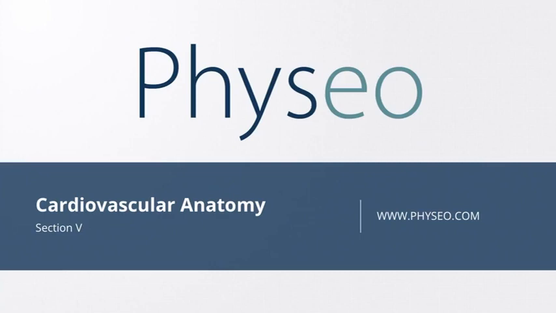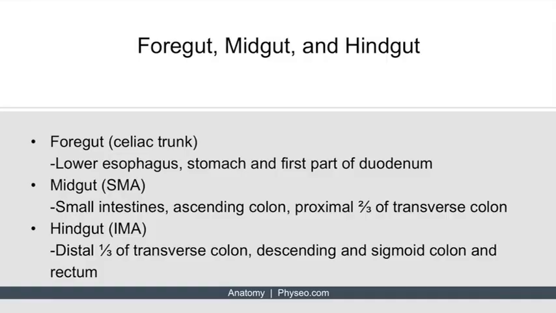Welcome to Section 5 of Cardiovascular Anatomy. In this section, we will discuss the gastrointestinal arteries. When you think of the gastrointestinal arteries, it's best to break it up into three components: the foregut, the midgut, and the hindgut. The foregut is supplied by the celiac trunk, and these foregut structures include the lower esophagus, the stomach, and the first part of the duodenum.